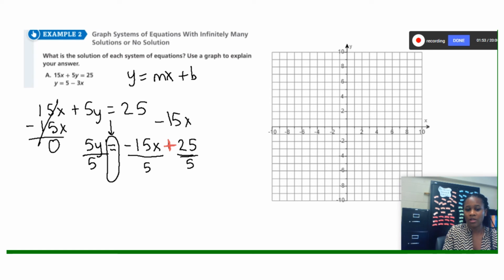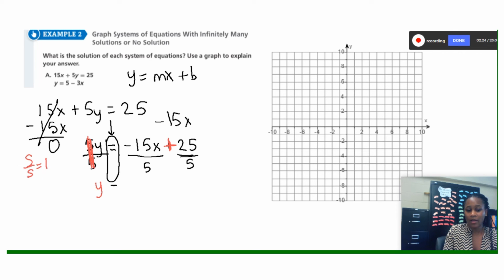Remember, a term is separated by a plus or minus sign. So negative 15 times x needs to be divided by 5 because that's my first term on the right side. And then 25 needs to be divided by 5 because that's my second term on the right side. If I had a third term, I would have to divide my third term by 5 as well. So this 5 times y divided by 5 cancels out because 5 divided by 5 equals 1, and 1 times y is just y. So I'm going to bring down my y.